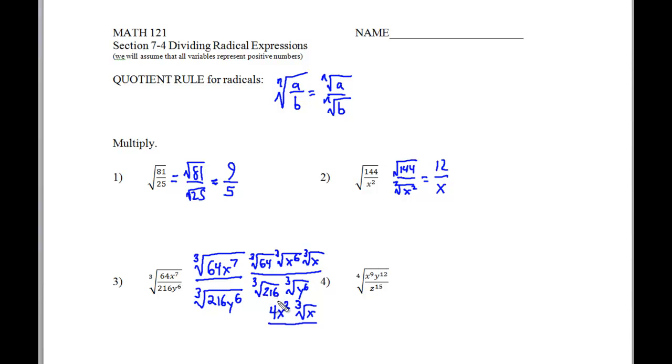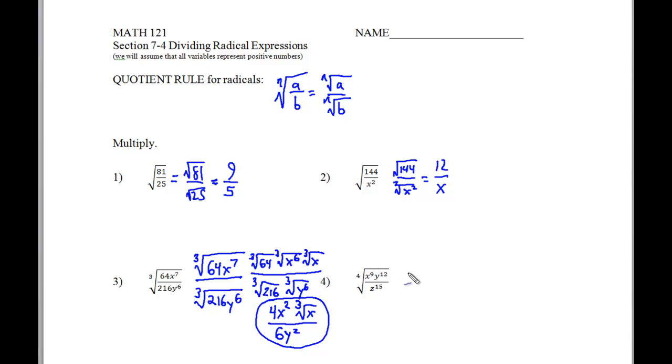The cubic root of 216 is going to be 6. And this cubic root of y to the 6th is y to the 6 over 3. So this is y squared. And this is going to leave me my answer here. So again, you can see that I kind of broke things down a little slower up here.